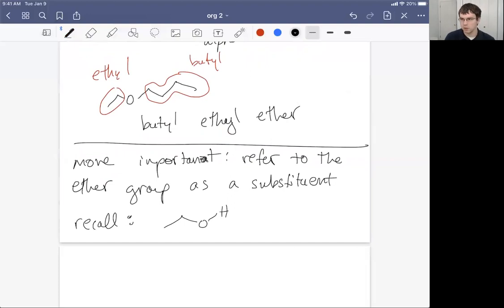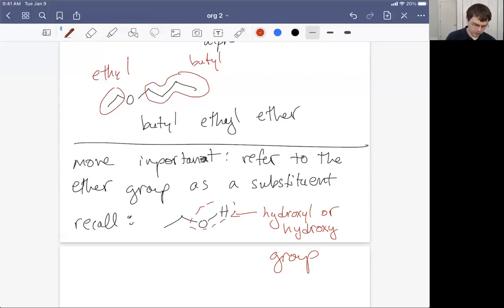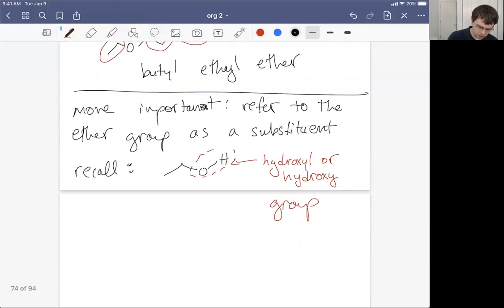Here is the molecule ethyl. What we say is that the OH is a hydroxy group or hydroxyl group. I guess I'm writing these in alphabetical order. So the first one I wrote was a hydroxyl group, but it can also be called a hydroxy group. That's fine.